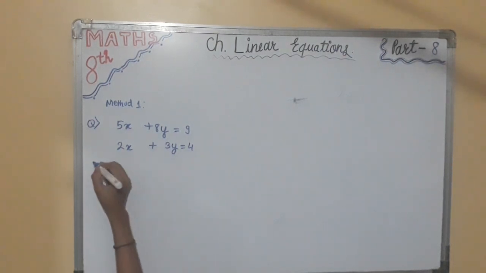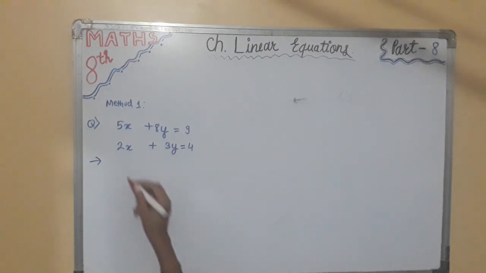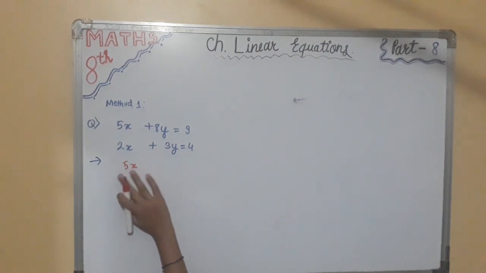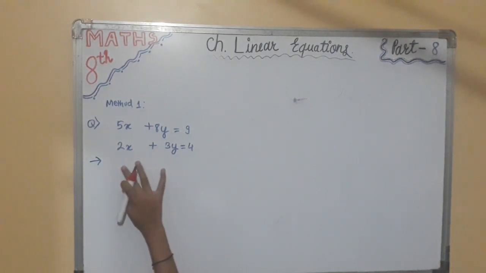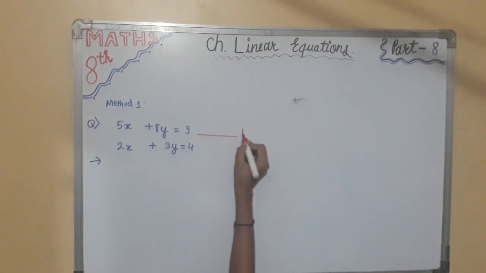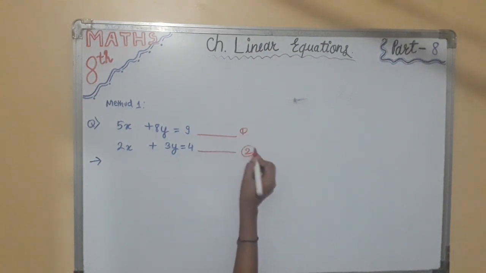So, first of all, this is substitution method. So, we can substitute y also and x also. We'll take the first equation and we'll make x as the subject. So, this is the first equation, this is second.